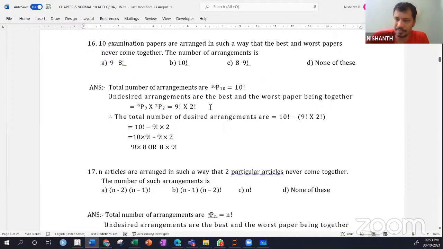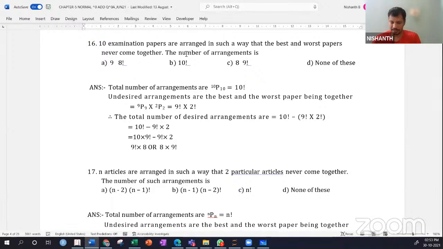This is also very similar: 10 examination papers are arranged in such a way that the best and the worst papers never come together. I had told you this approach, which you can remember. You have the total number of arrangements, and then from that you find out how many are undesired arrangements which should not come. If you subtract the undesired arrangements from the total, you get the arrangements which should appear.